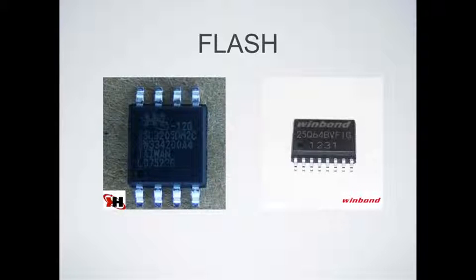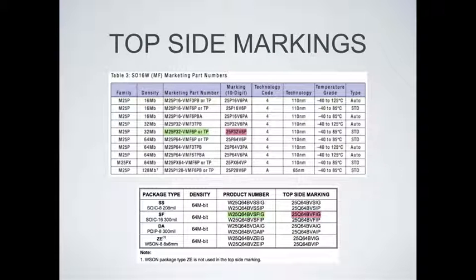WinBond is another good example of how the topside markings are truncated. If we try to put 25Q64BVFIG into Google, it's not going to give us anything useful. But if you add the search term topside markings, you're going to get a useful PDF. Within that PDF, way down at the bottom, you're going to find another table that correlates between a topside marking and an actual product number.